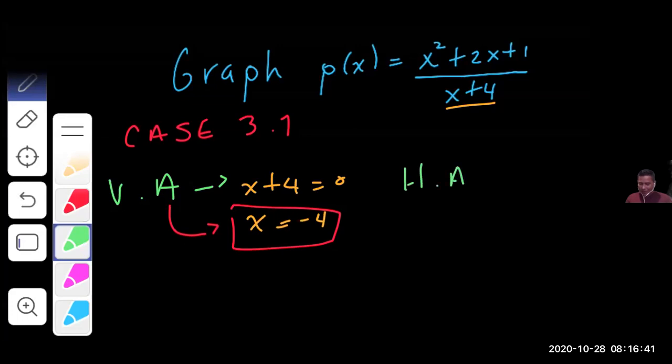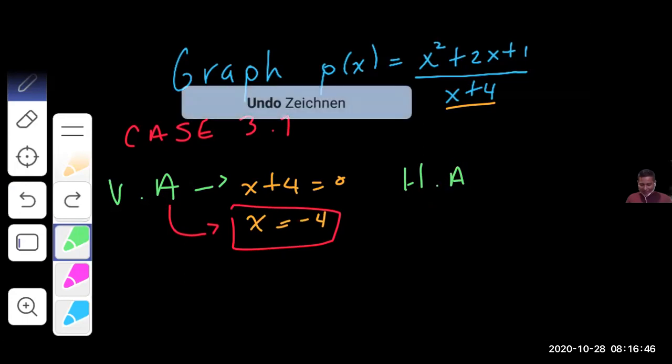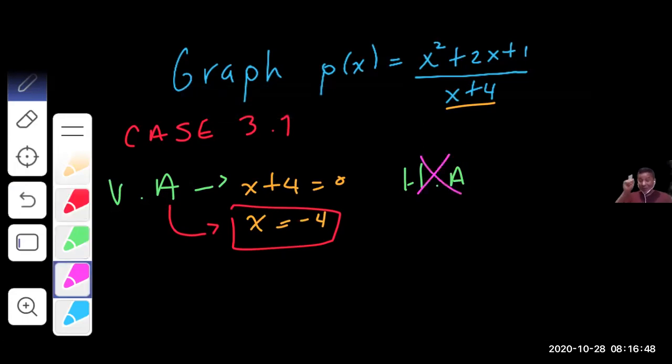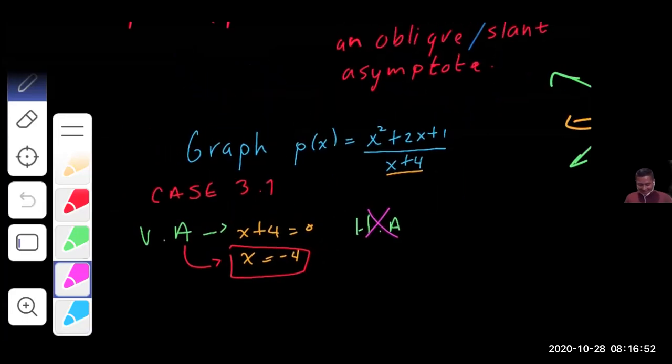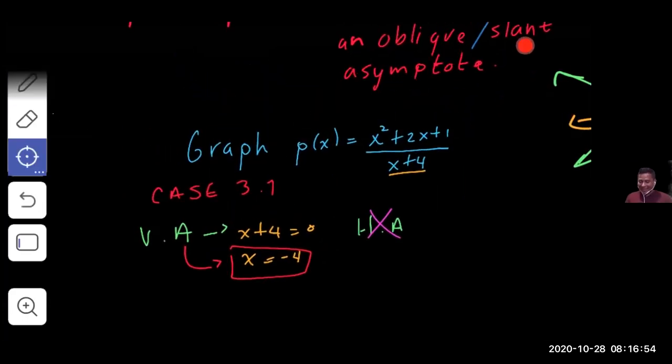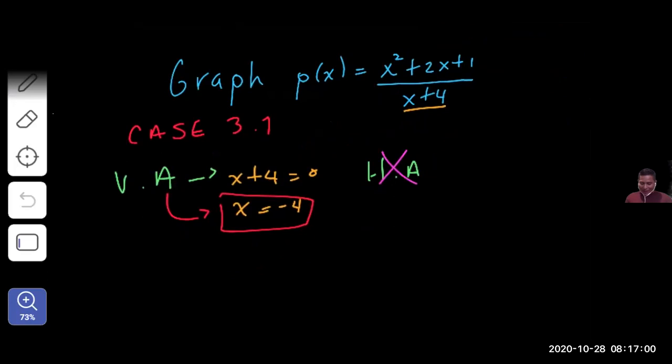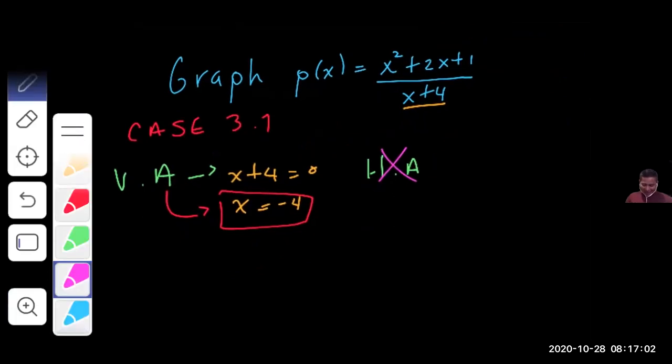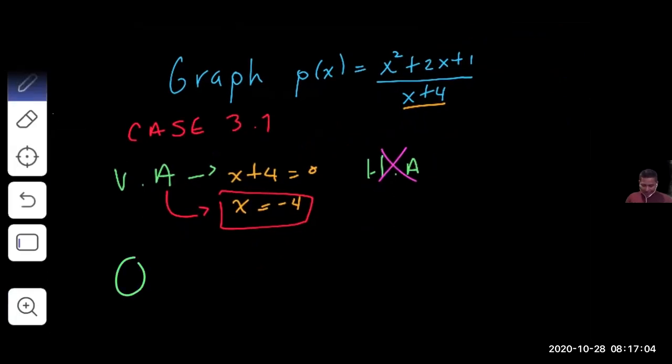What did I tell you about the horizontal asymptote? None. We don't have it. We don't have a horizontal asymptote, but we have an oblique asymptote, or slant asymptote. Oh my gosh, what is that, guys? In order to do that, I'm going to call this the oblique asymptote. What is the oblique asymptote, guys?